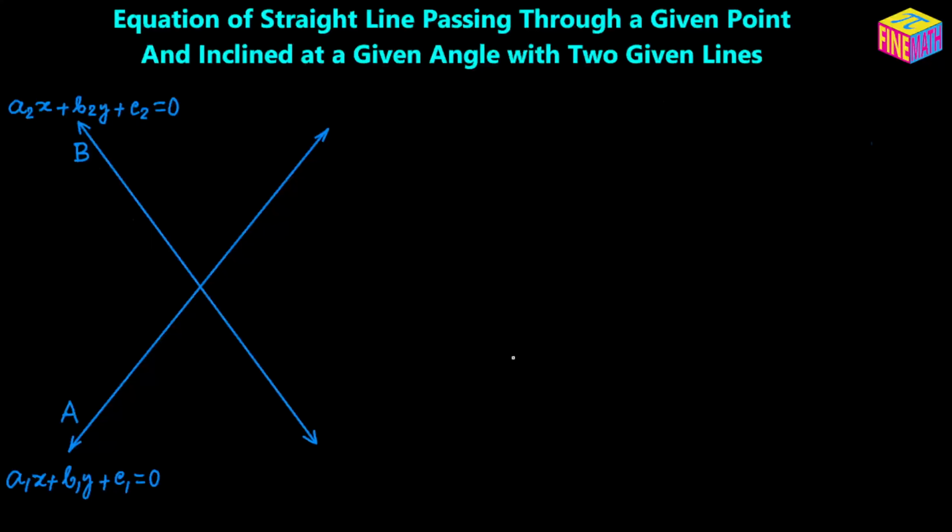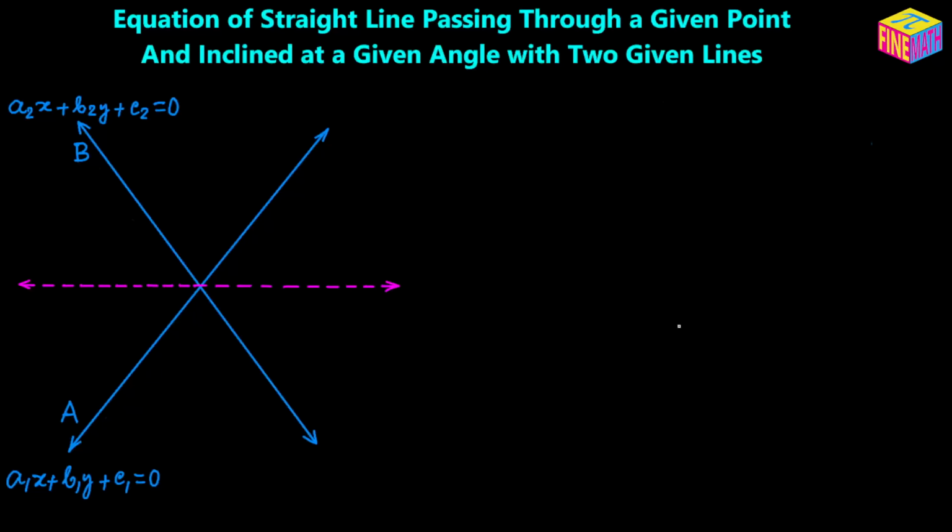So now, how many lines can we draw that will be passing through a given point? The point may be somewhere on this plane. And also the line will make equal angles with the two given lines, which are A and B. So now we are talking about a third line which will make equal angles with line A and line B. So let's try to draw one of those lines first.